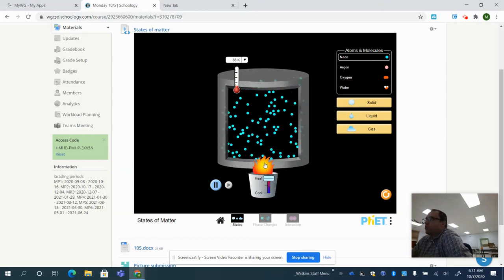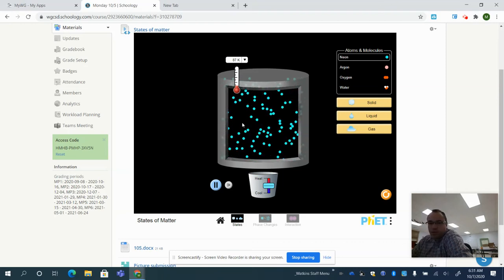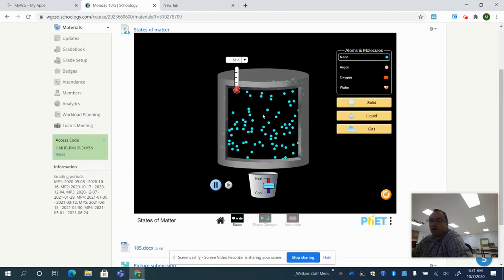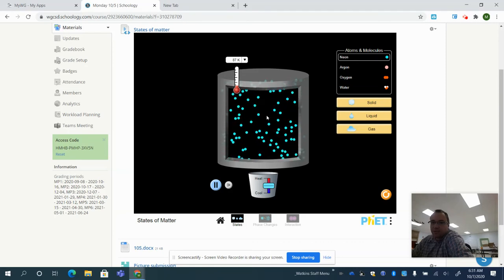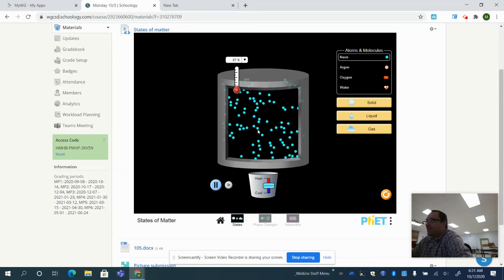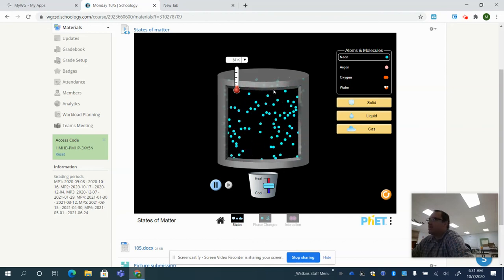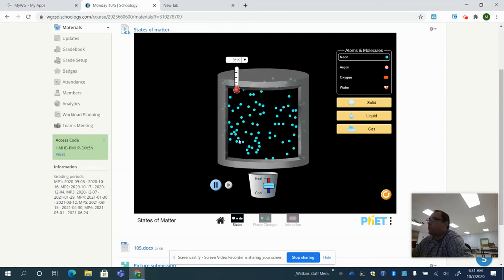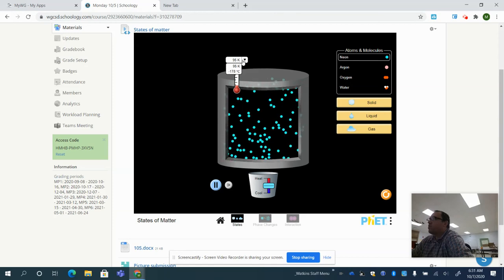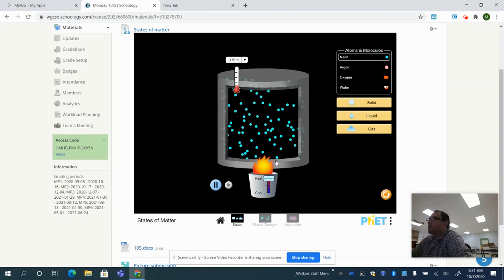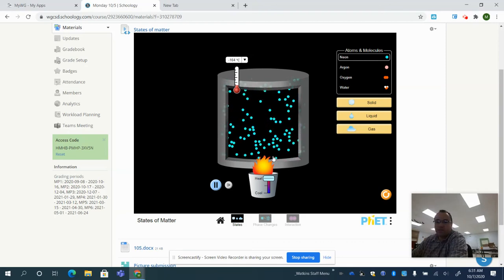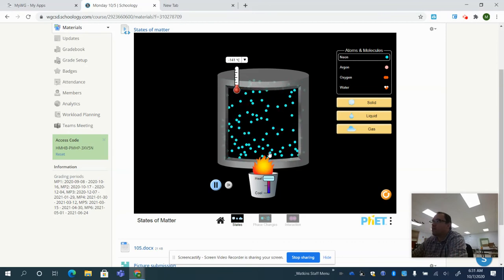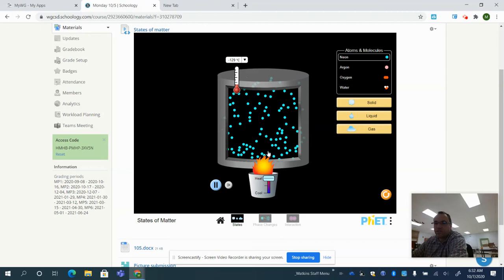So, pressure is related to the number of particles within a gas in a given area and how fast they are hitting the sides of the container, right? So we're going to increase the speed. These particles are going to be moving faster and faster and faster, right? So we're increasing the pressure, right? By increasing the temperature. And these things are moving faster and faster, right?